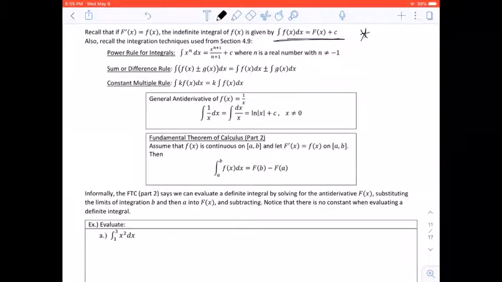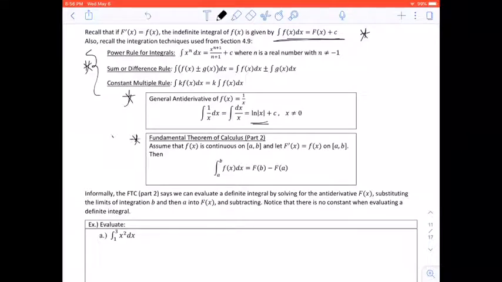Also, recall the integration techniques used in section 4.9, that was that handout that you guys saw. There's a few of them listed here. First one is the power rule for integrals, the first one listed on that handout. You add 1 to your power and divide by that same thing, plus c, where n is a real number. Sum and difference rule says that if you take the integral of a bunch of terms, you're able to integrate each term individually. Constant multiple rule: if you have a constant, you can pull that out in front of your integral. The general antiderivative of 1 over x is equal to ln of the absolute value of x plus c.